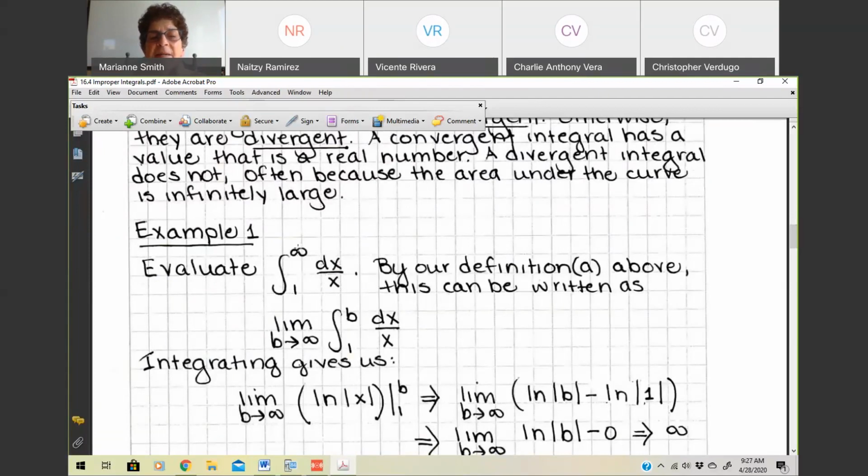Okay, so I see I have an infinite upper bound. So I'm going to rewrite my integral like this. I'm putting in a b for the infinite upper bound, and I'm going to say the limit as b approaches infinity of the integral from 1 to b of dx over x. Now, again, you've got to remember what you've got here.